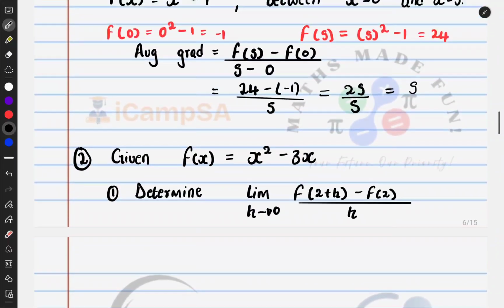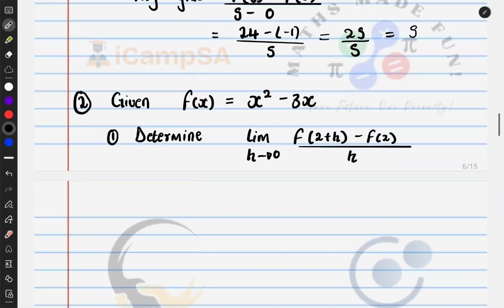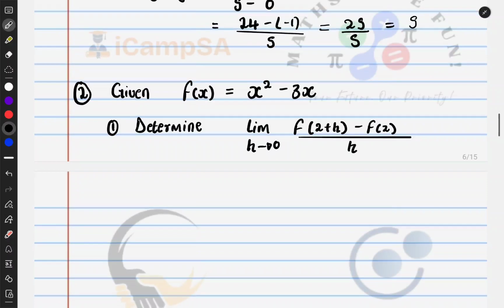Okay, and then next we are asked to determine the limit for that function. So given f at x is equal to x squared minus 3x, we are asked to find the limit between 2 and 2 plus h, between those 2 points. Okay, so first things first, we need to find the corresponding values for what?